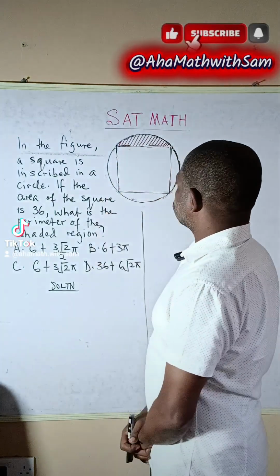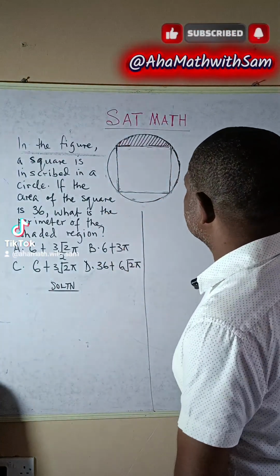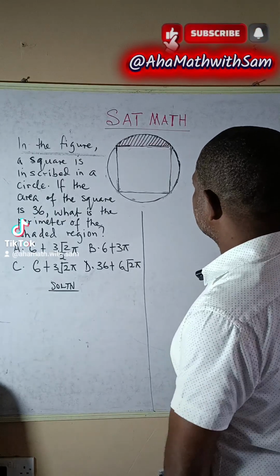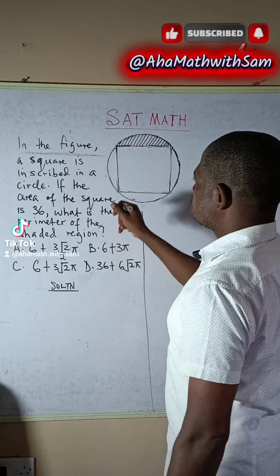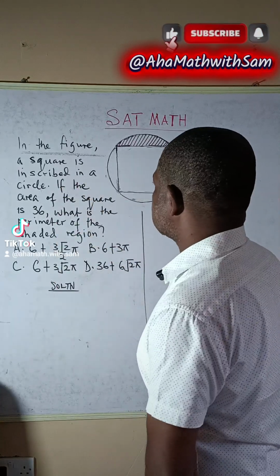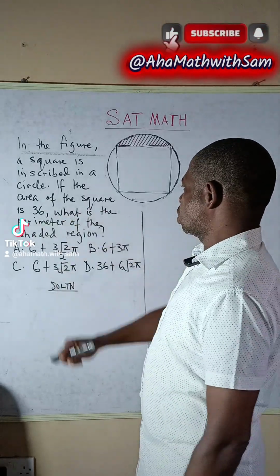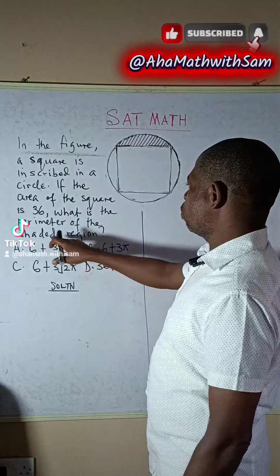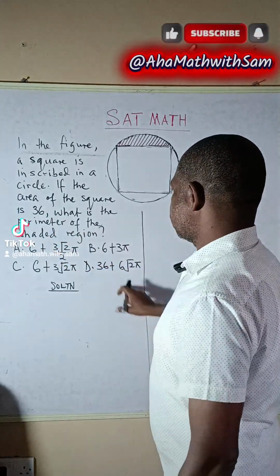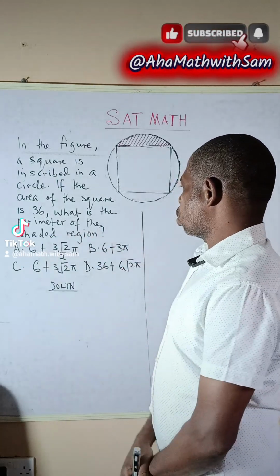Hello, let me show you how to solve this tricky SAT math problem on mensuration of plane shapes. The question says, in the figure, a square is inscribed in a circle. If the area of the square is 36, what is the perimeter of the shaded region? And then we are given these options.